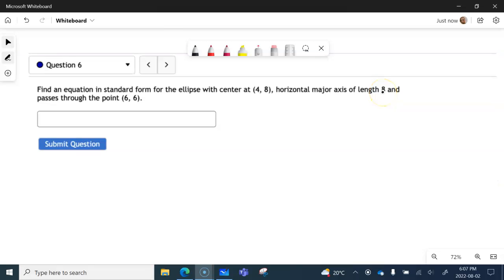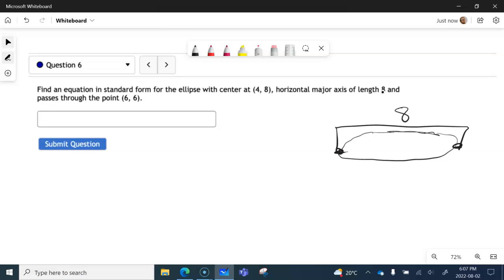And remember what that means. So that means the shape of this thing is going to be like that, right? Very roughly that. And from this point to this point is 8 units. But for our a, remember, we have to take half of that. So we're going to go with 4.